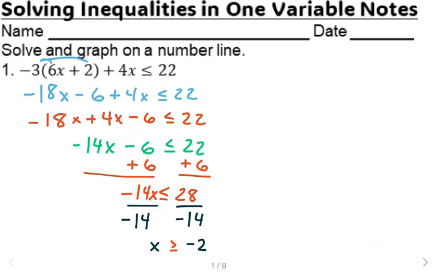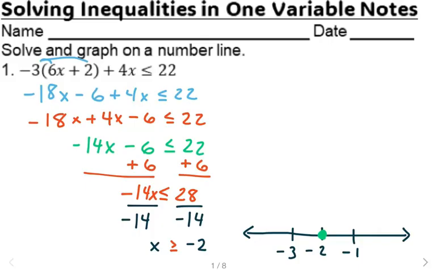Now to graph this, we're trying to plot on a number line all of the solutions, the x values that are greater than or equal to negative 2. So think about where negative 2 is, right between negative 3 and negative 1. So we want to include the negative 2. So we're going to put a colored in point at negative 2.